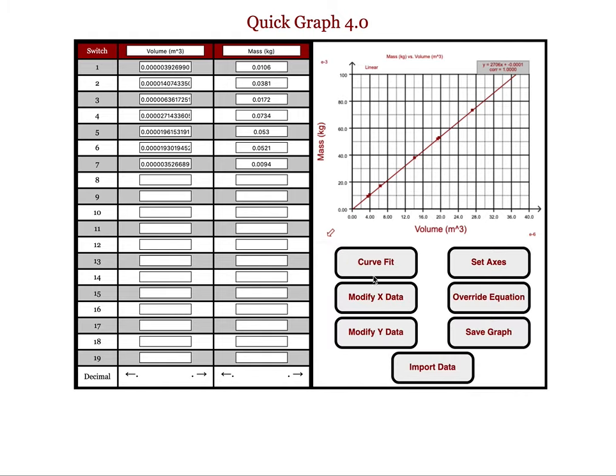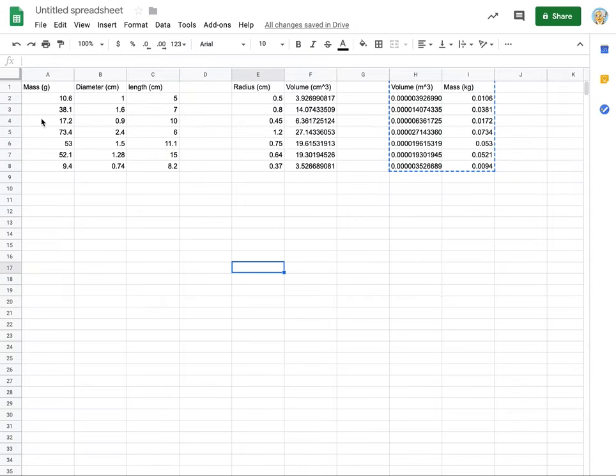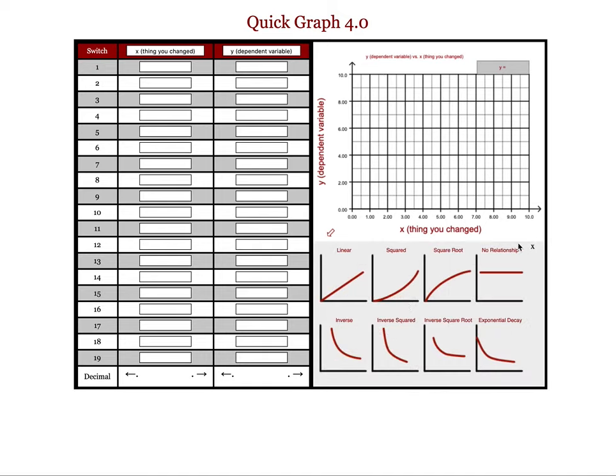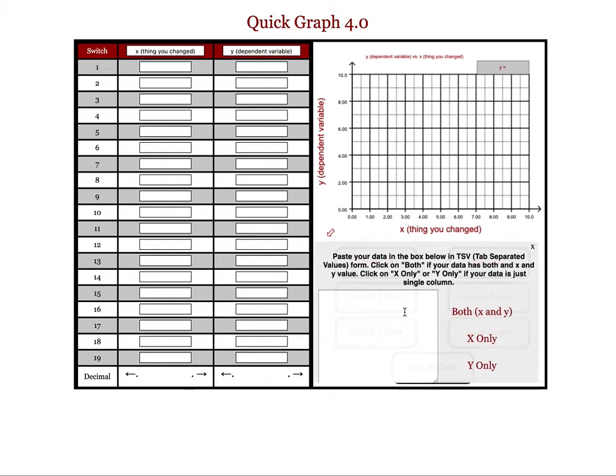I also wanted to show you that if you wanted to, the students could just bring in one column at a time. So if the columns are not adjacent, maybe they wanted to do mass in grams, and they wanted to put that on the Y, then they would simply hit import data. They'd bring in just that one column and hit Y only.